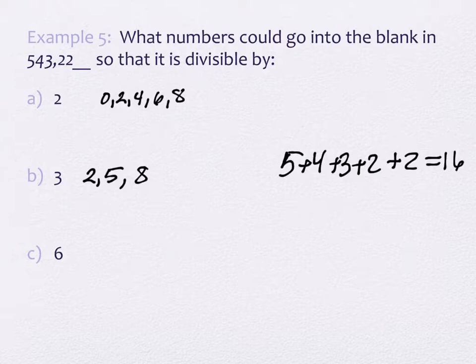So then, what number would need to go in the blank to make it divisible by 6? 2 and 8. Okay, 2 and 8. Why? Because it's both. It's a factor of 2.